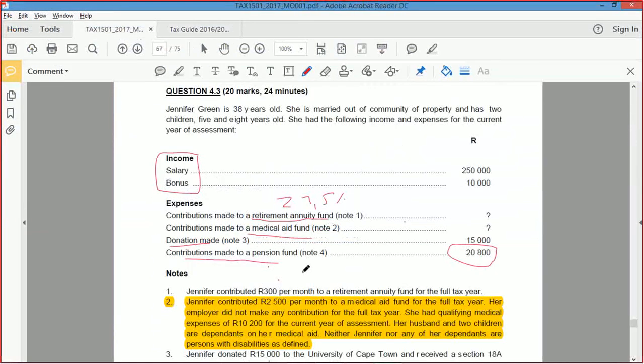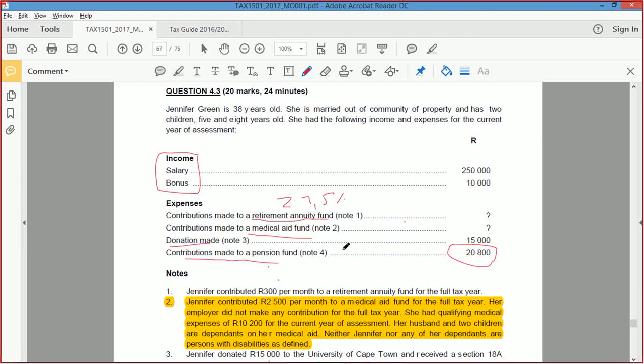Okay, what else did the question say though? Jennifer contributed 2,500 to a medical aid fund. Okay, so she's contributing 2,500 per month to the medical aid fund. What else? Her employer did not make a contribution. She had qualifying expenses of 10,200. Her husband and her 2 children are dependents on the medical aid. Okay, fine.